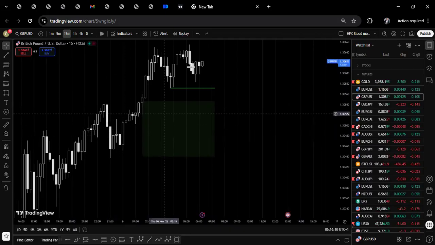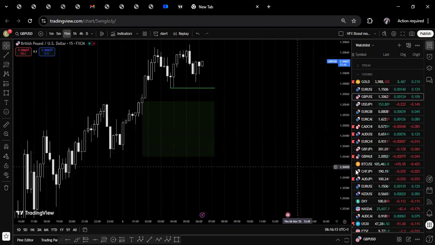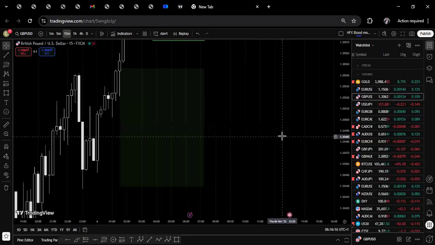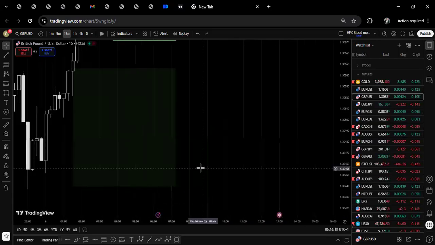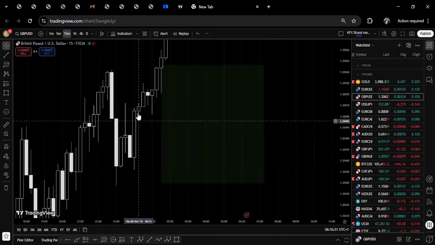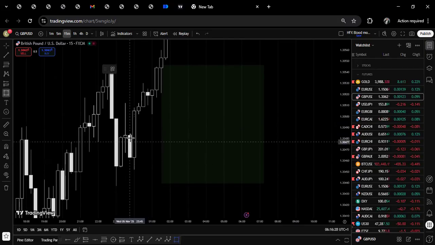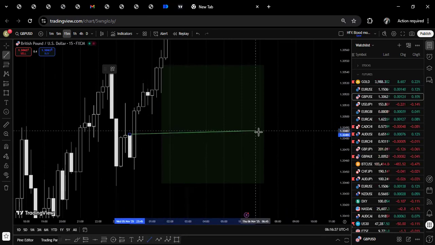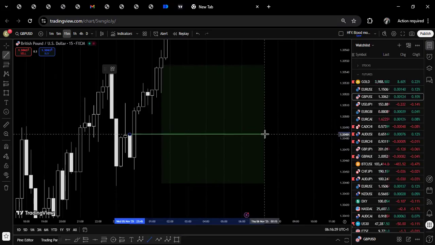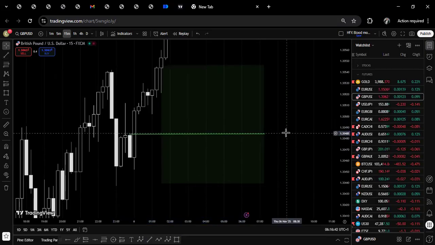Remember, I said favorable gaps are areas between two candles, right? So looking at this, I have two zones here. Let me mark it out, but let me mark it out with this instead. This is the high of this one. This is the low of this particular one over here.